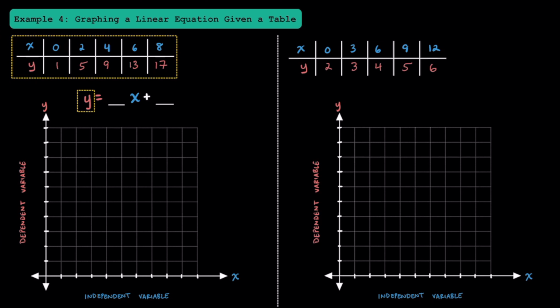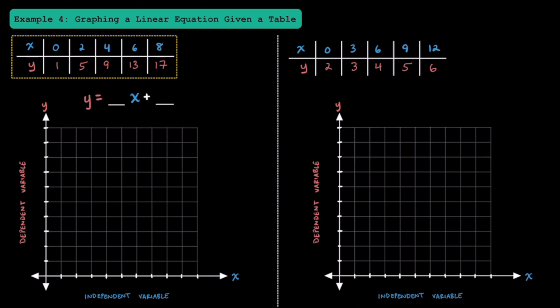Our dependent variable will be isolated on one side of the equation. Then we'll multiply our independent variable, or x, by some coefficient. If we need to go bigger, we'll use a number bigger than 1, and if we need to get smaller, we'll use a proper fraction. And to the right of that, we're either going to add or subtract a number. If we need to go bigger, we'll add, but if we need to go smaller, we'll subtract.